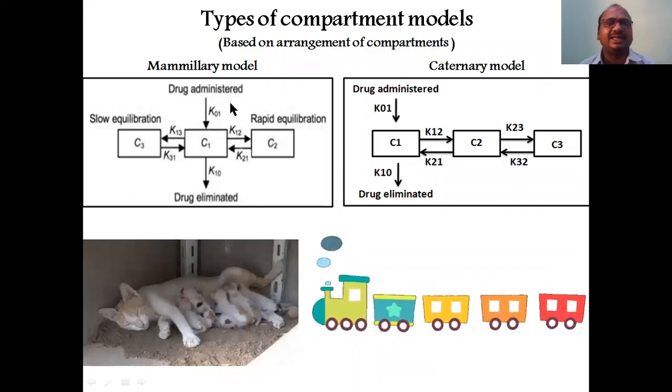And see here, the drug is administered orally. That's why this starts with 0, and we take K01. See, this is the first compartment, that's why it is K, the rate constant. Absorption from 0, from outside, is coming to the first compartment. That's why it is called 0, 1. That's why here you have to write K01.